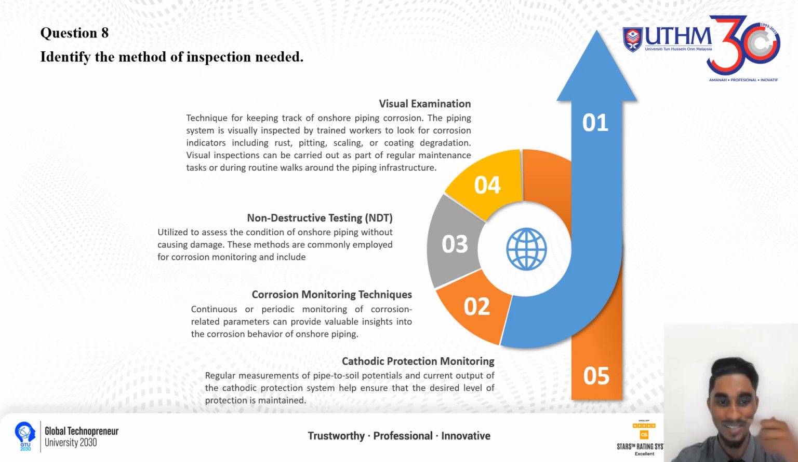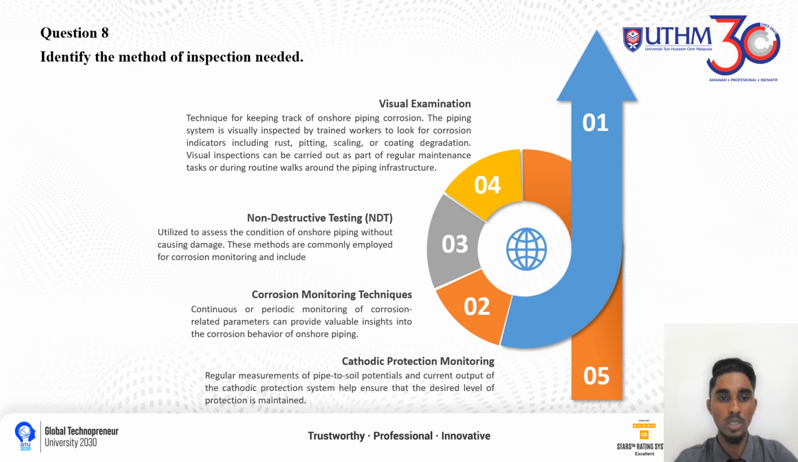rate of the piping. The last method of inspection is cathodic protection monitoring systems. Once the system is installed, monitoring its performance is essential. Regular measurements of the pipe to soil potentials and current output of the cathodic protection help to ensure that the desired level of protection is maintained.